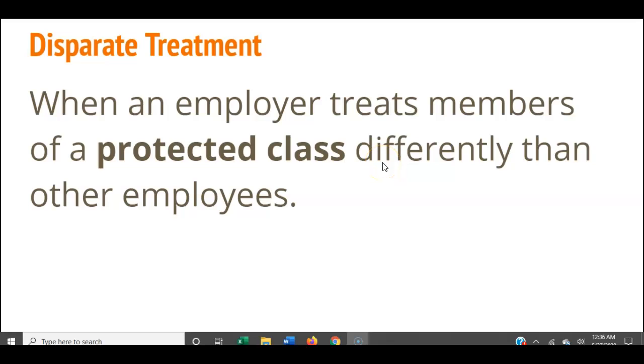We have a couple terms today, and the first one is disparate treatment. The word disparate, don't get that confused with desperate. What this means is, as you can see, the prefix dis is a negative prefix, so there's a negative connotation with that word. It's when an employer treats members of a protected class differently than other employees.